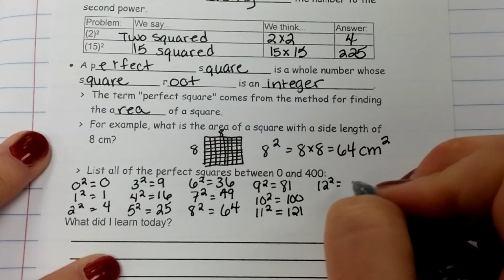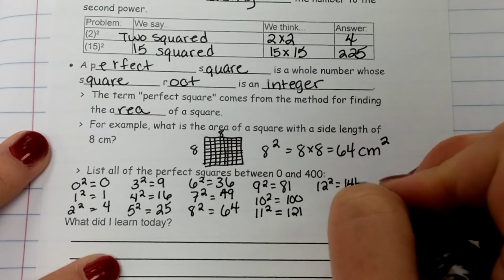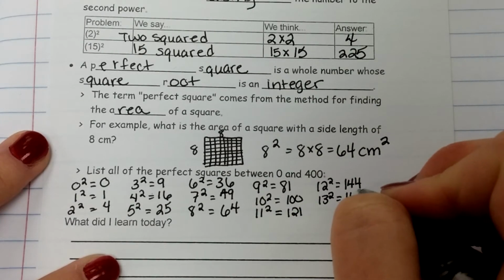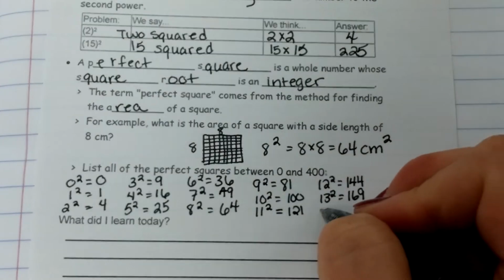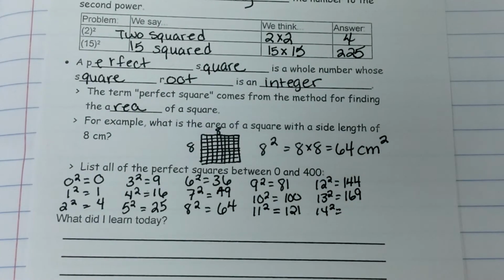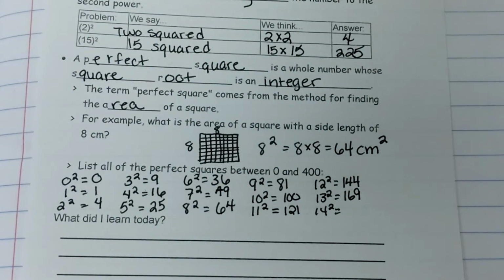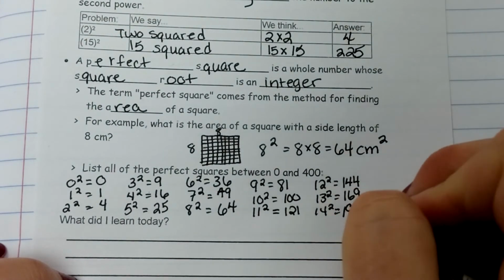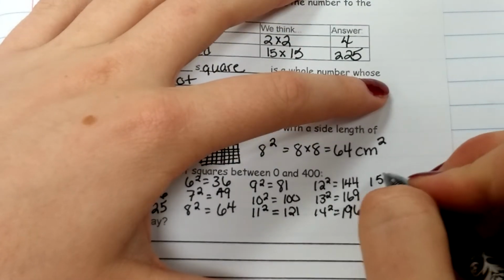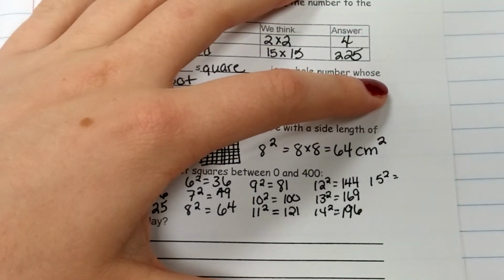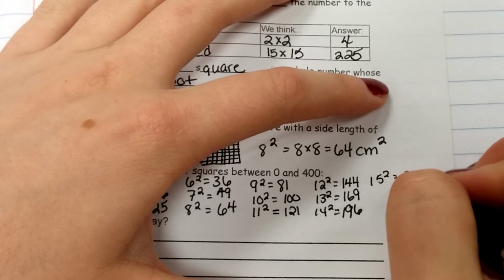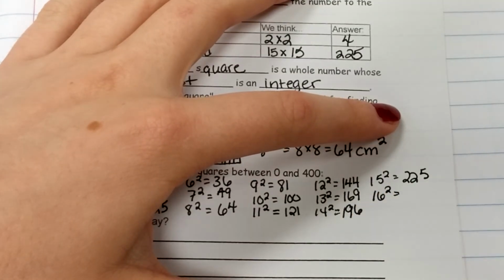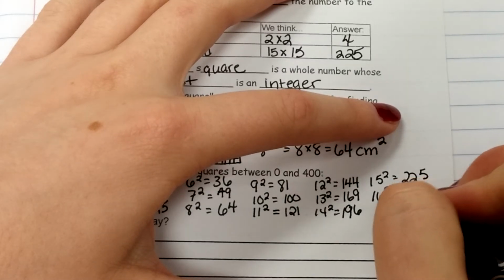12 squared, 12 times 12, 144. 13 squared, 13 times 13, 169. 14 squared is 14 times 14. I'm just going to double check this one real quick. 14 times 14, it's 196. 15 squared, it's 15 times 15, it's 225. 16 squared is 16 times 16, which is 256.